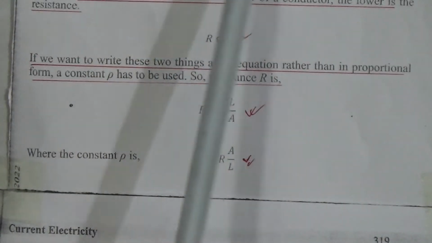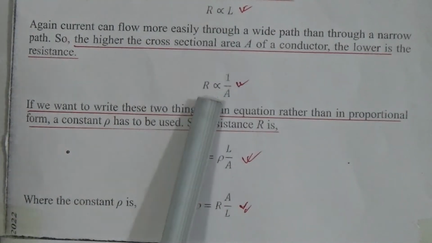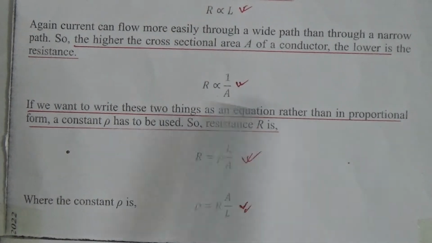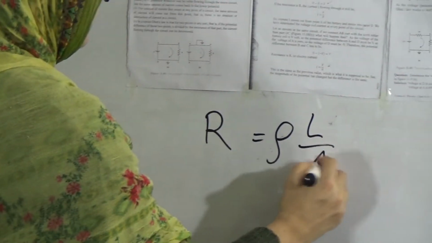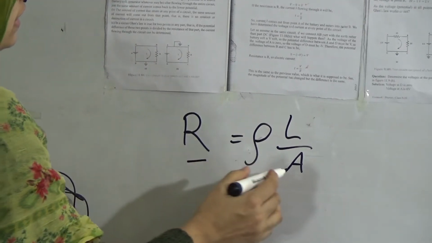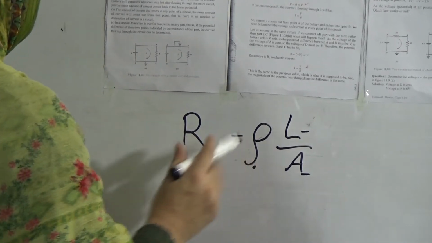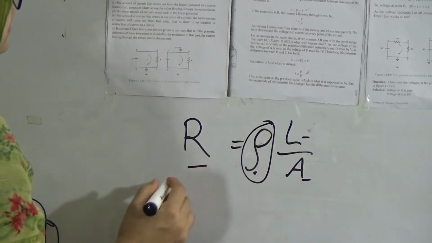So from here we can say the higher the cross sectional area of a conductor, the lower the resistance. And if we want to write these two things, R proportional to L and R proportional to 1 by A, as an equation, then rather than the proportional form, a constant rho has to be used. So the resistance R equals rho L divided by A. Here R is resistance, L is length, A is cross sectional area, and rho is the specific resistance. Here rho is a constant.